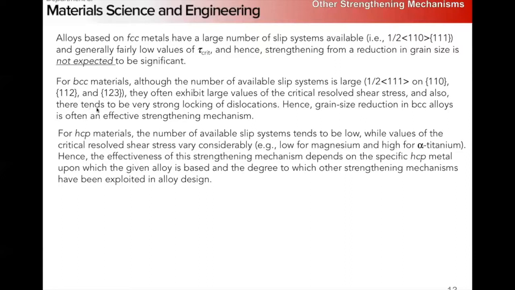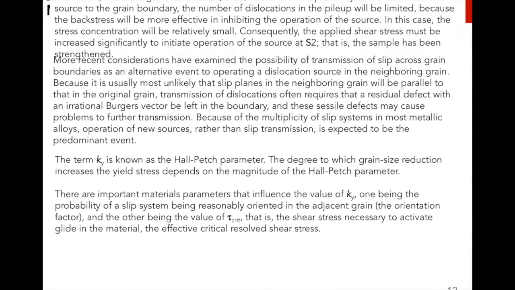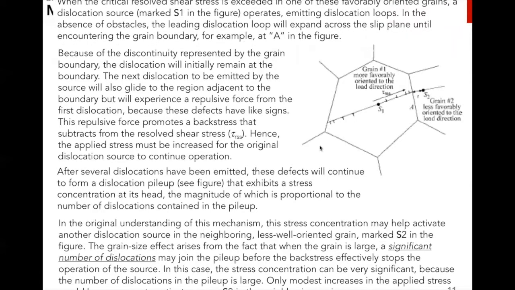And so because they have more slip systems and they're not close packed, we have many different types of dislocations, right? And they give us very strong locking mechanisms, right? So what does that have to do with grain boundary strengthening? Well, remember, what's the mechanism for grain boundary strengthening, right?